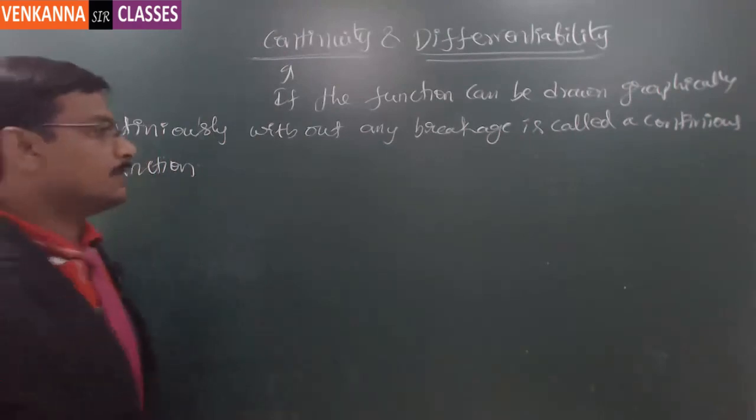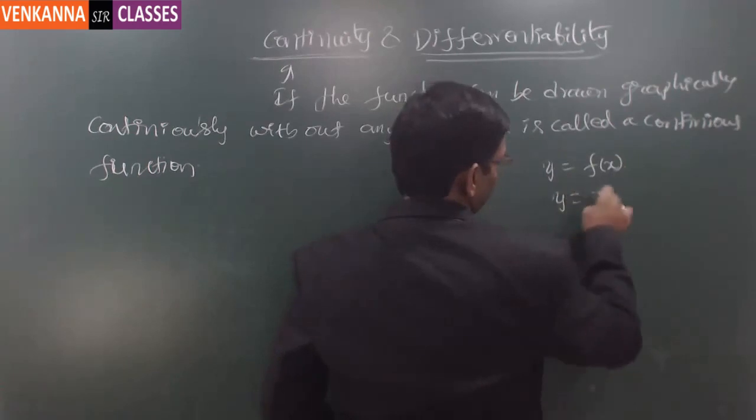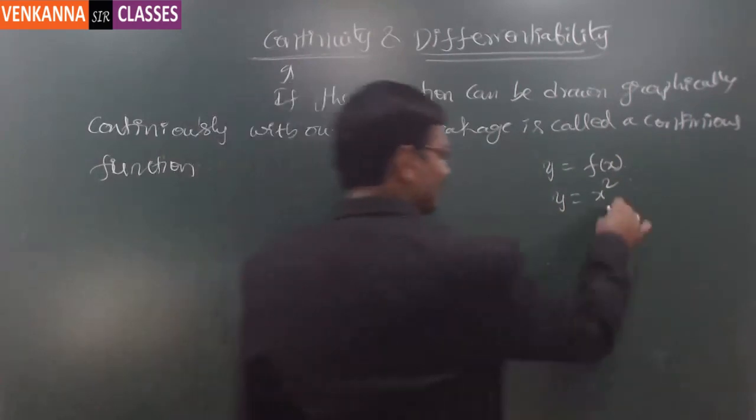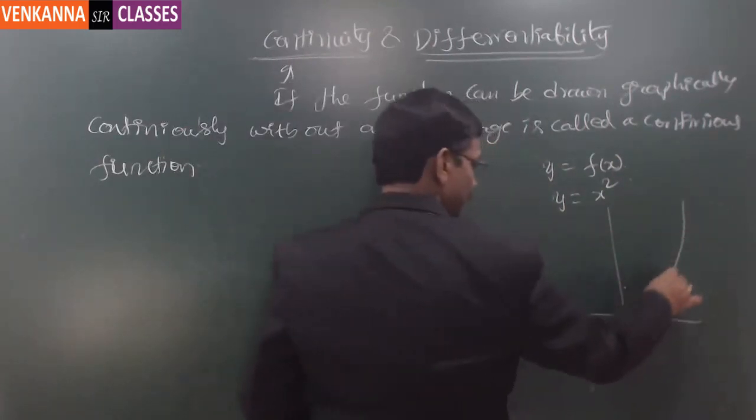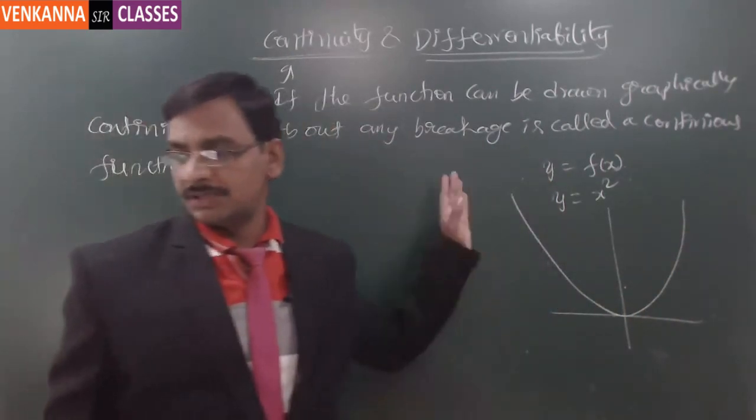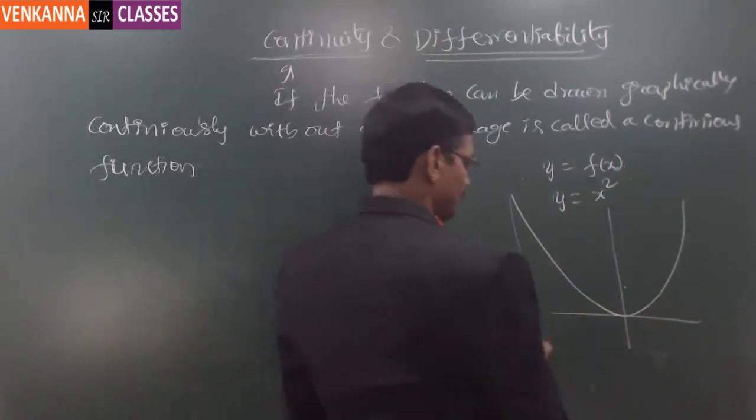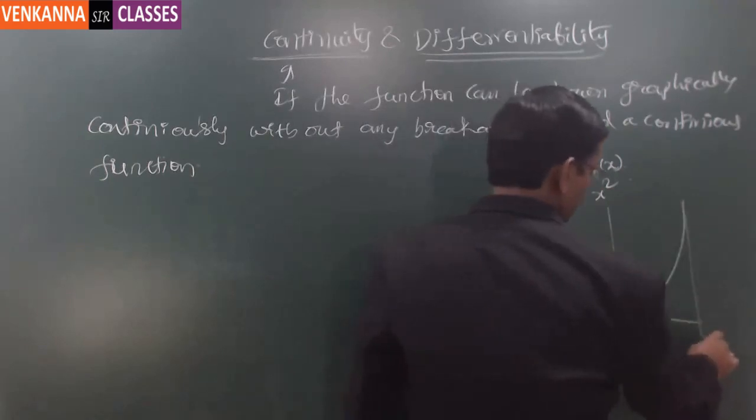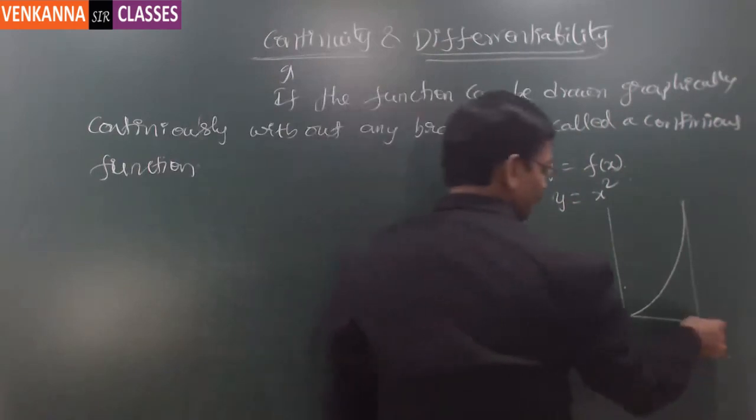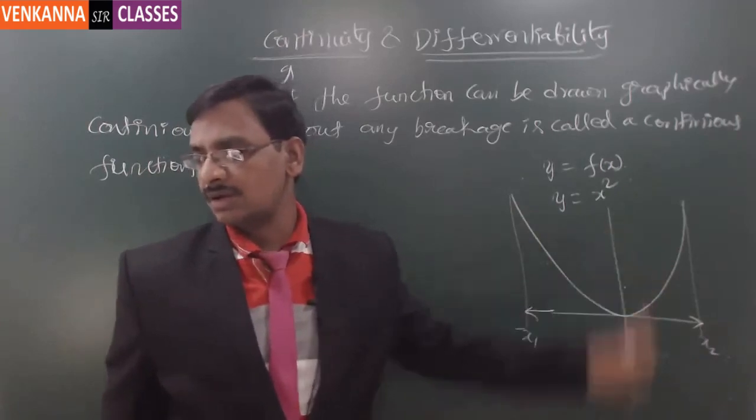That means, suppose I have been given a function y is equal to f of x, let us say y is equal to x square. Now this curve is nothing but the parabola, and if you want to draw this parabola on a graph, it will come this way. And if you notice, I never lift the chalk piece when I am drawing this entire curve. So that's why this is continuous within the range of x1 to x2, whatever I have specified here. From the x1 value till the x2 value, I could draw this function without lifting the chalk piece, hence it's a continuous function.